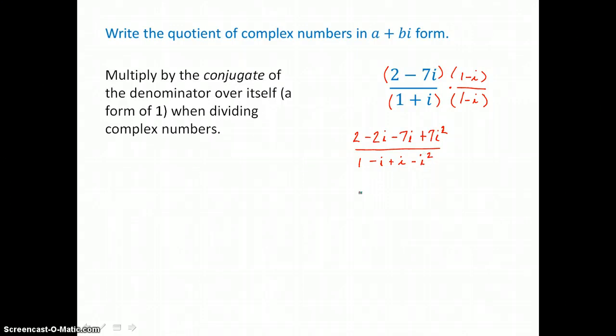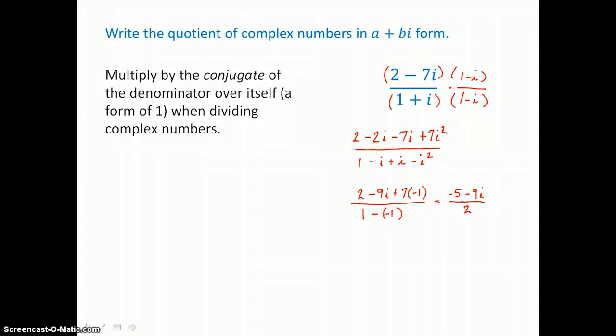So again, simplifying, negative 2i and negative 7i is a total of negative 9i. And then I have 7 times negative 1, since i squared is equal to negative 1. On the bottom, I have 1, and I have negative i plus positive i, that's 0. And I have a minus negative 1. So on the top, 7 times negative 1 is negative 7 added to 2. That's negative 5, minus 9i. And on the bottom, negative times a negative 1 is 1. 1 plus 1 is 2.